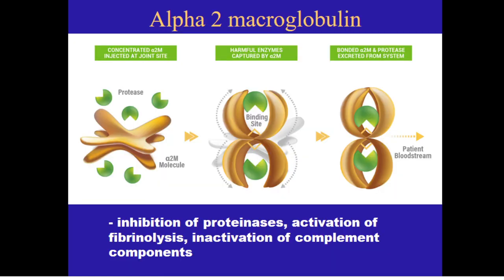Another important plasma protein is alpha-2 macroglobulin. This is an inhibitor of proteinases, activation of fibrinolysis to prevent thrombosis at the necessary time, and inactivation of complement components which are proteolytic and can be dangerous for ourselves. This is a function of this antiprotease.